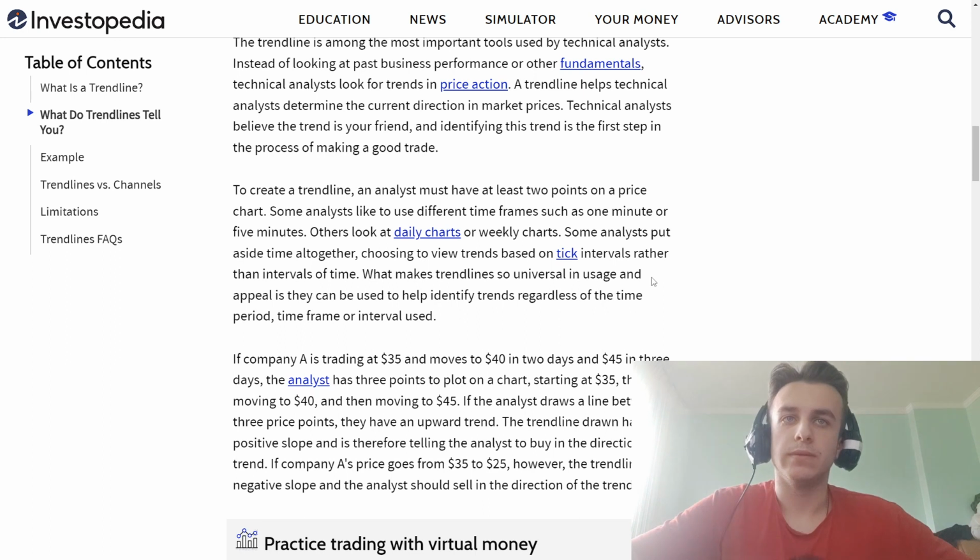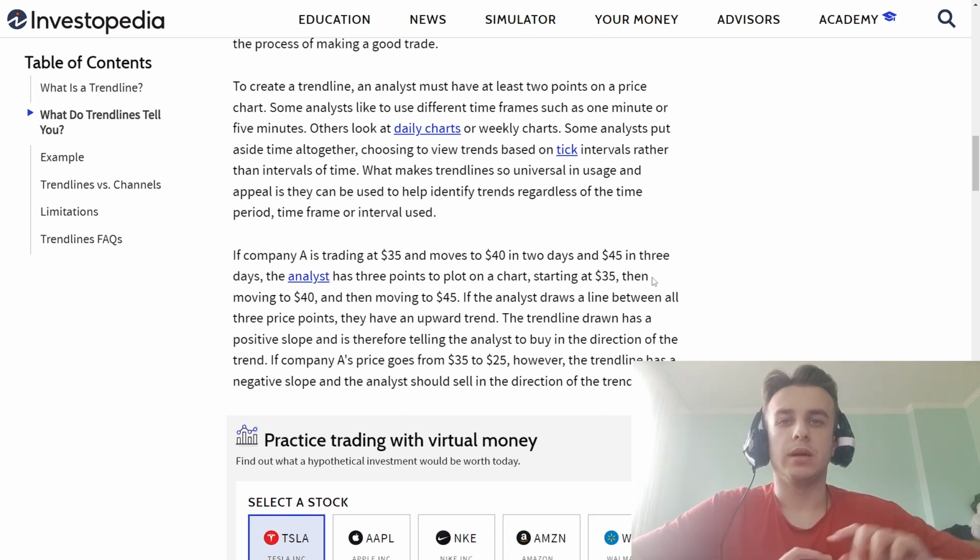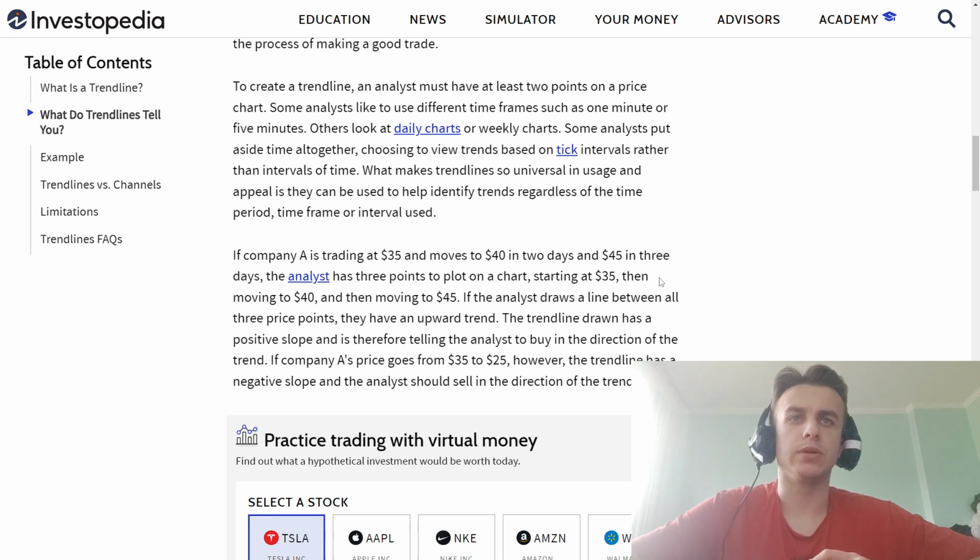For example, if a company is trading at $35 and moves to $40 in 2 days and $45 in 3 days, the analyst has 3 points to plot on a chart, starting at $35 and moving to $40 and then moving to $45. If the analyst draws a line between all the price points to show an upward trend, the trend line drawn has a positive slope and therefore tells the analyst to buy in the direction of the trend.